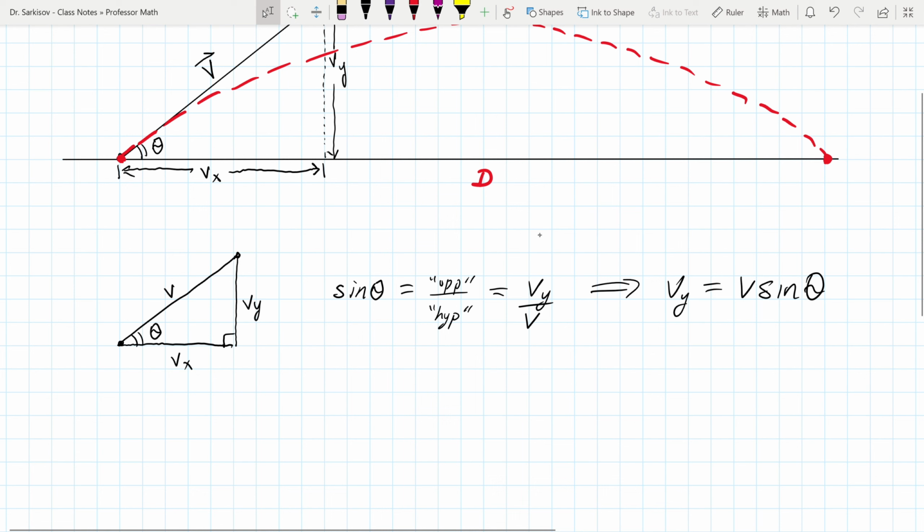Similarly, cosine theta, what is the definition of cosine? Well, that's adjacent over hypotenuse still. And so that means that we're going to get the Vx.